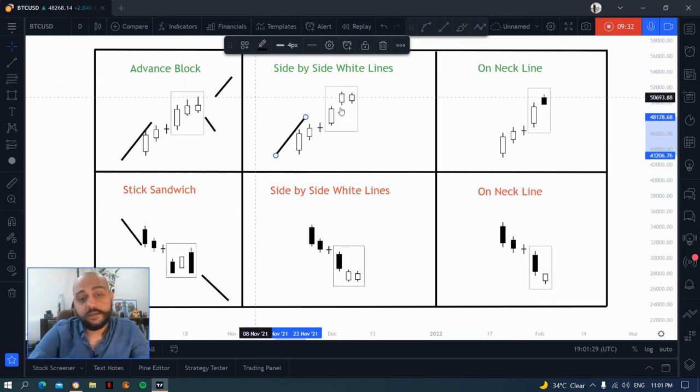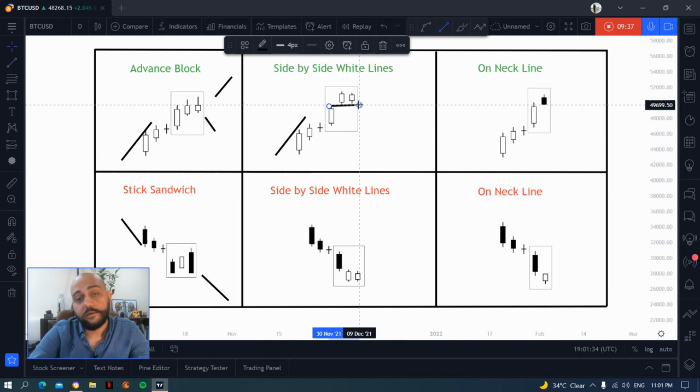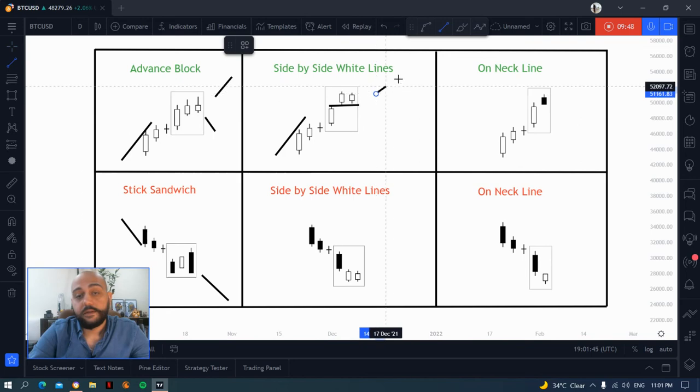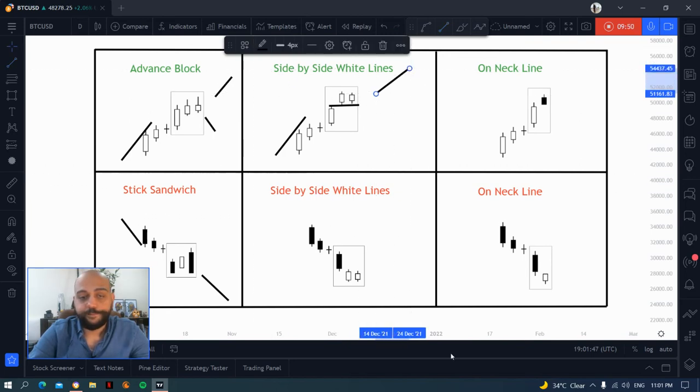Now, notice this gap here. After this gap, we have 2 candles that are white or green. They're basically bullish. And this indicates that the market has a good chance of continuing this trend. So after this, you will see the trend go up.